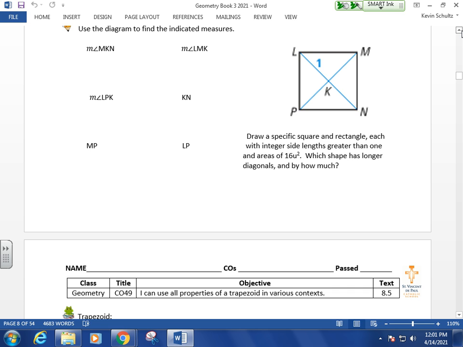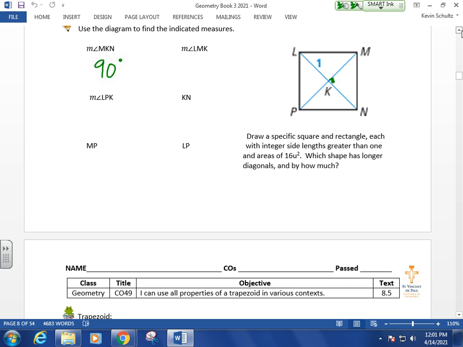So a square is a very powerful shape in that it's got all those different characteristics of all parallelograms as well as all rhombuses and rectangles. So a whole bunch of things going on here. Starting with the measure of angle MKN. MKN is right here. This one goes back to the property of a rhombus where the diagonals form a perpendicular angle. So MKN is a 90-degree angle.